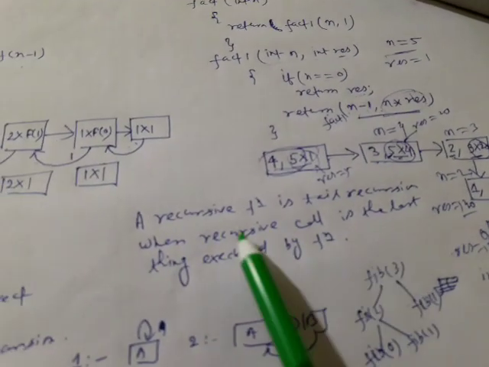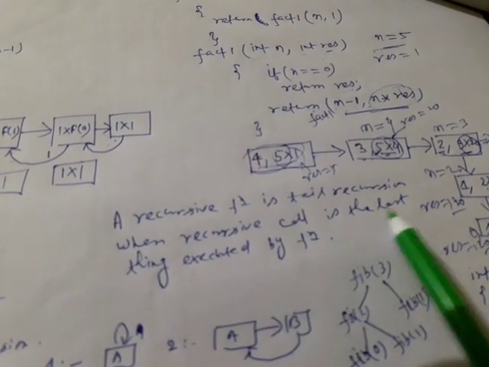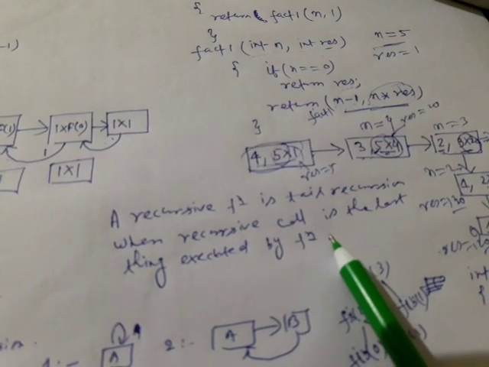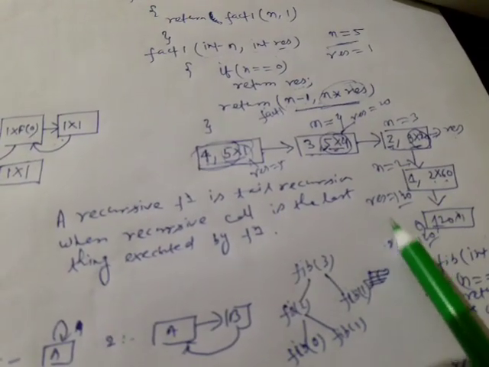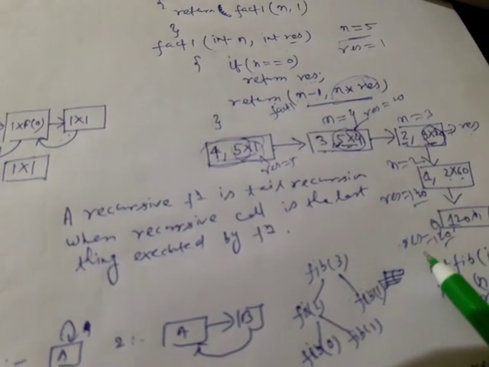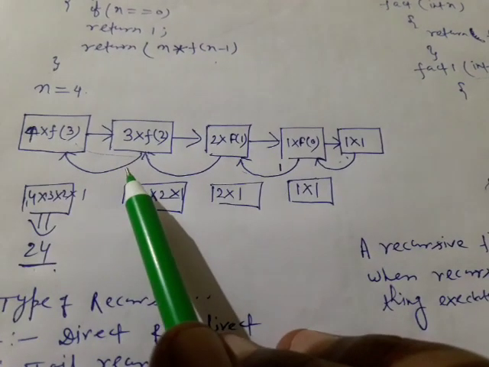So tail recursion means a recursive function is tail recursive when the recursive call is the last thing executed by the function there. Means when it returns, it does not have to do any pending work. It will directly give the result there. Here what we are doing is that when it returns the result, it has pending work there.